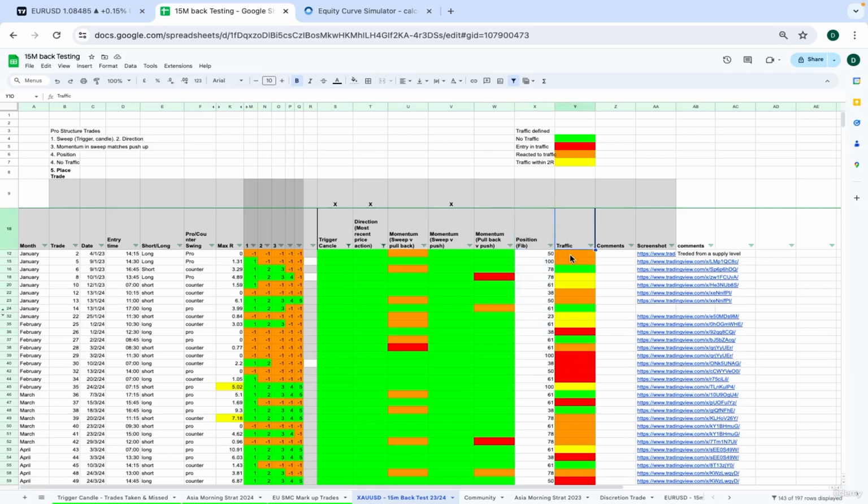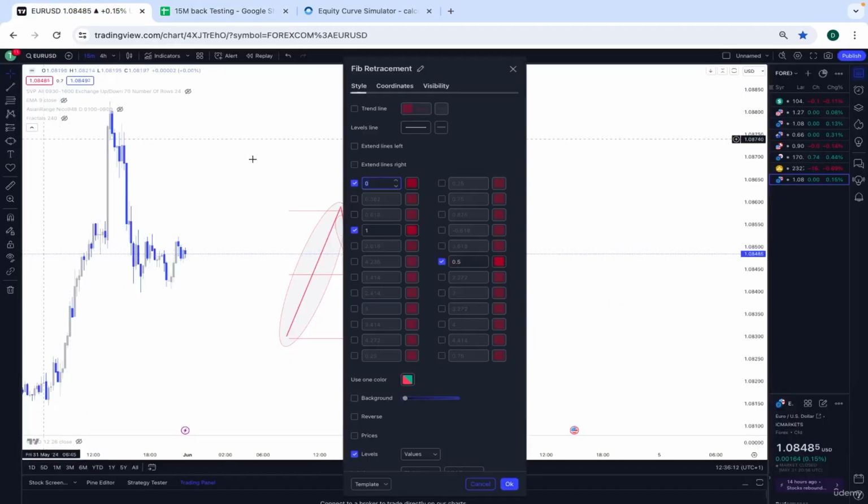Now, there's a couple different scenarios with traffic, and I've identified them here. So number 1, we're not in traffic at all. Number 2, the entry is in traffic, identified in red. Number 3 is we are reacting to traffic. So let me just give you an example.